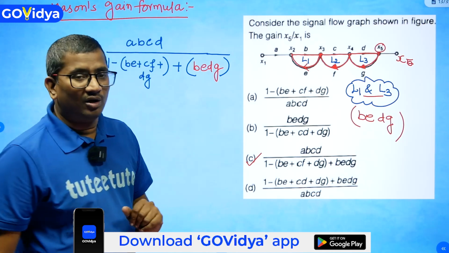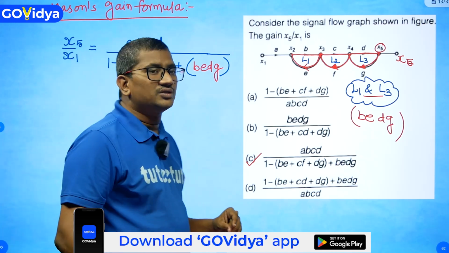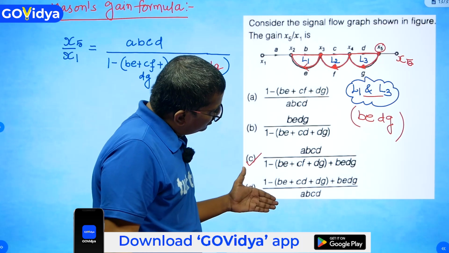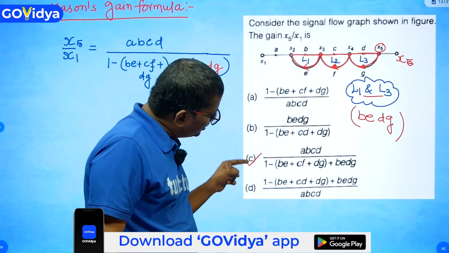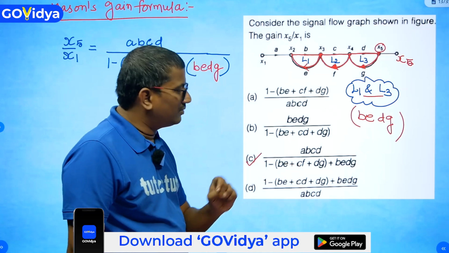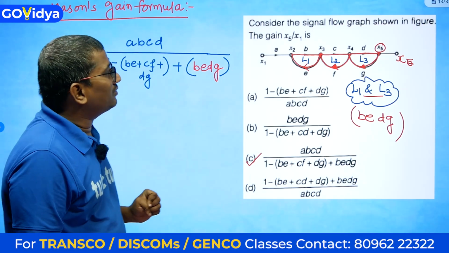this loop and non-touching loops information is important for us for solving the numerical. So that's why I've solved this. You see, is any one of the other options matched with C? No. Numerator, you see A, B, C, D, B, E, D, G, this. That's how we have to solve.